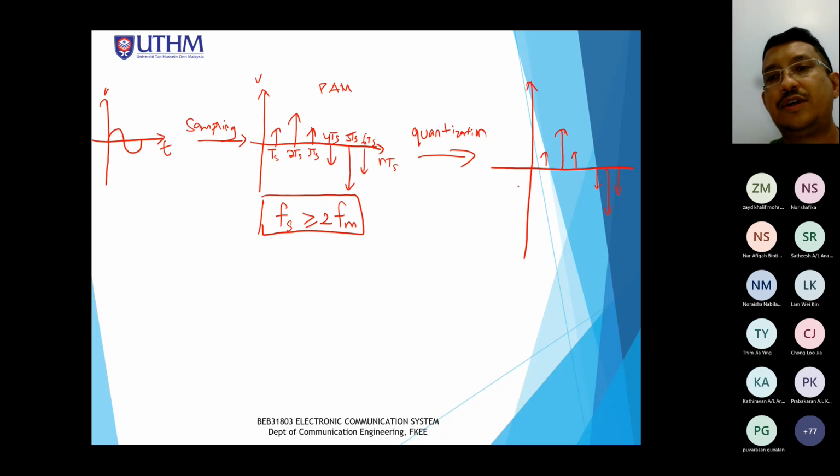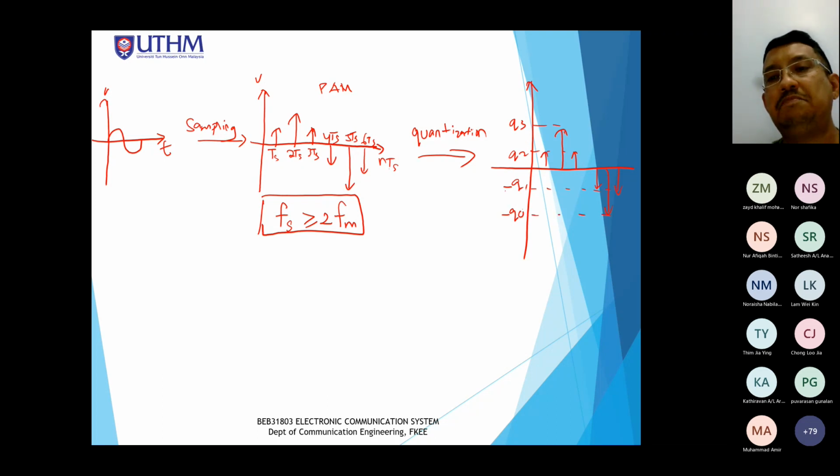So for example, I have Q0, then Q1, Q2, and then Q3, for example. Say I have 2 levels, I will round it up to the nearest quantized level.